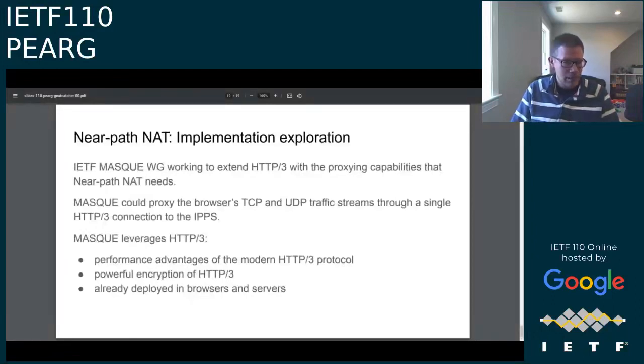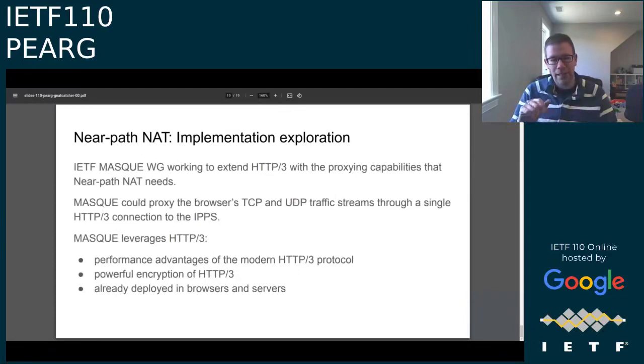When we thought about how we can implement the near-path NAT, we looked around at a few different technologies for doing that. The explainer compares and contrasts a few of them. The thing that seemed like pretty much a perfect match to the needs of it was the MASQUE protocol that the IETF MASQUE working group is working on. It's basically extending HTTP/3 with proxying capabilities.